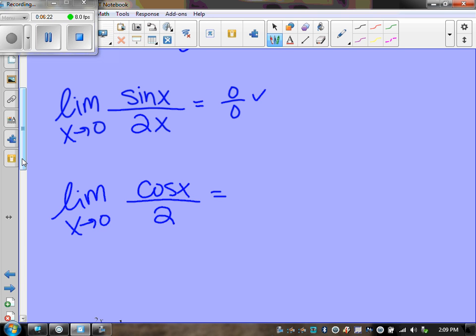What is cosine at 0? 1. That's where I got my sine x over x, right? Turns into a 1. But don't forget I have the 2 on the bottom. So I end up getting a limit of 1/2. Okay? You might have to do L'Hopital's rule a bunch of different times. But as long as you have 0 over 0 or infinity over infinity, you should be able to use it as much as you need to get down to one final answer.